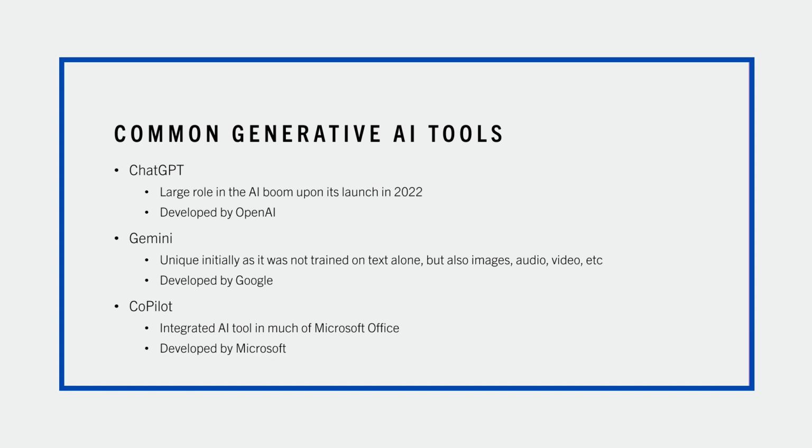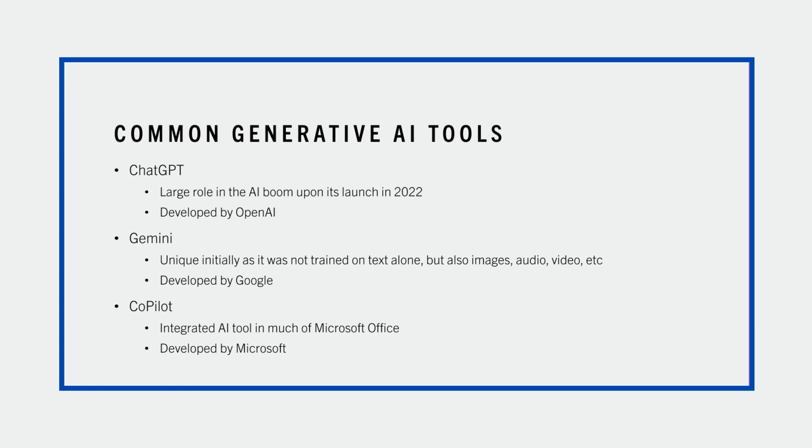The type of AI that is all the rage today is generative AI. And here I've listed a few tools that you may have heard of. The first one is ChatGPT. ChatGPT played a very large role in the AI boom upon its launch in 2022. Although it wasn't the first generative AI tool, it is one that made the biggest splash. ChatGPT was developed by OpenAI.